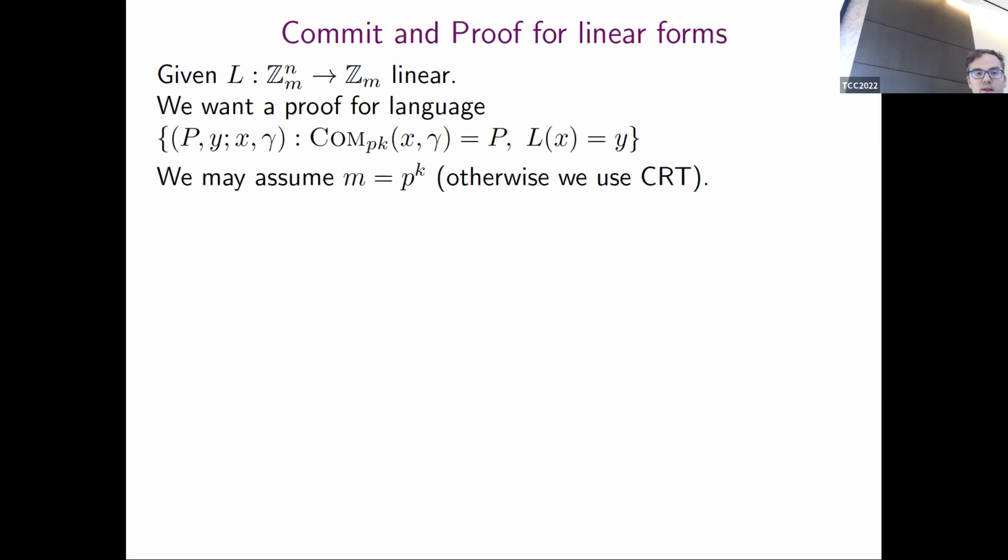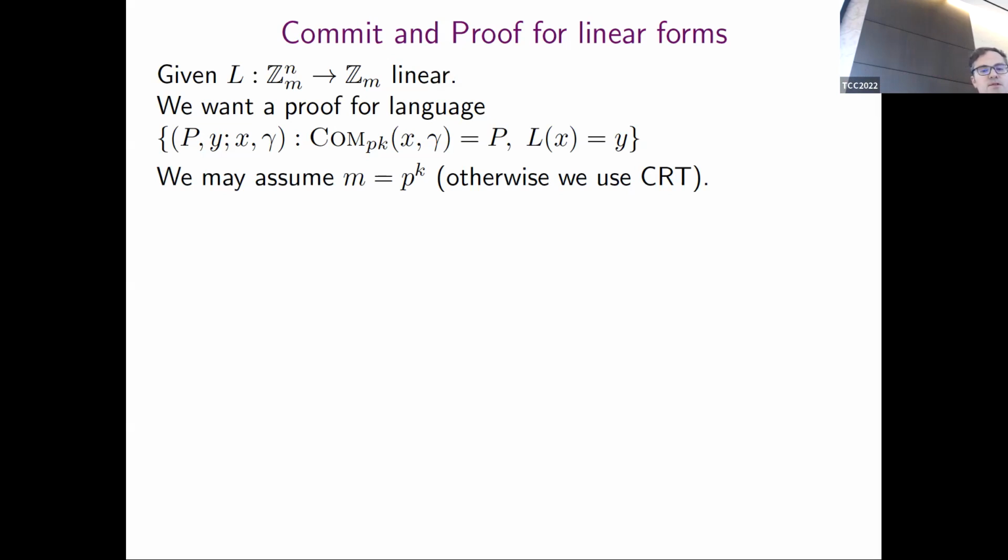Okay, so that was the commitments, and now to show you a little bit how the linear openings work. Basically, as I said, we are generalizing this compressed sigma protocol theory. First of all, we can assume that the modulus M is a power of a prime, because otherwise we can use the Chinese remainder theorem and reduce to that case.